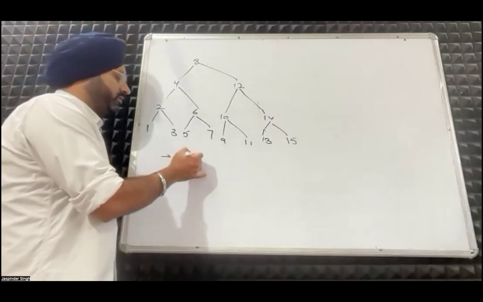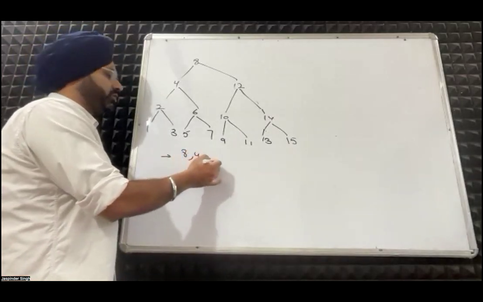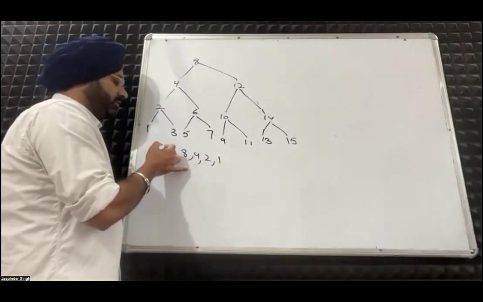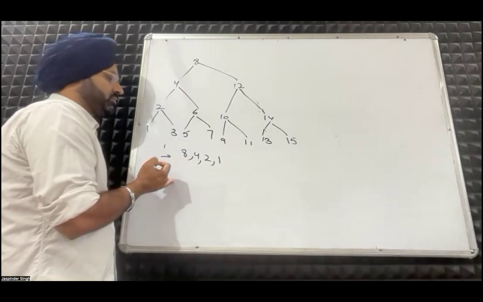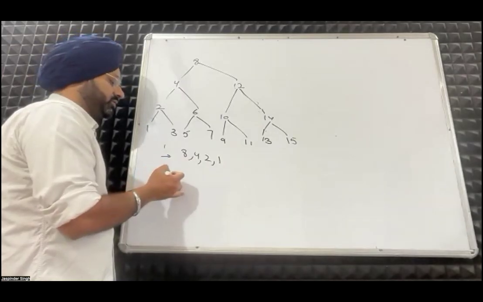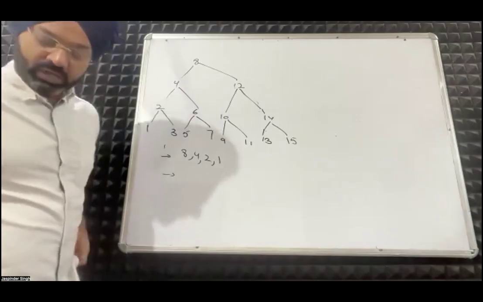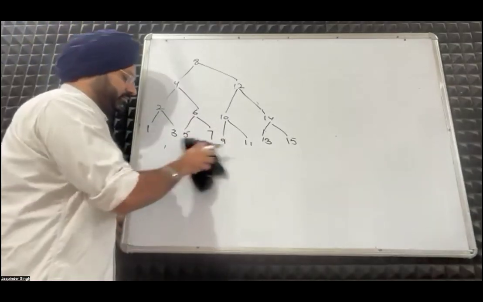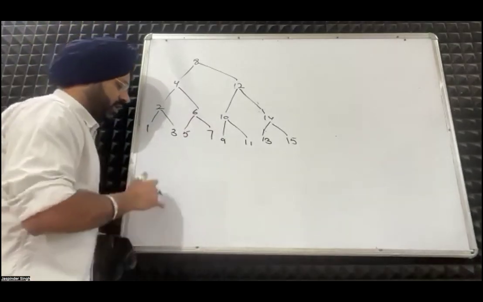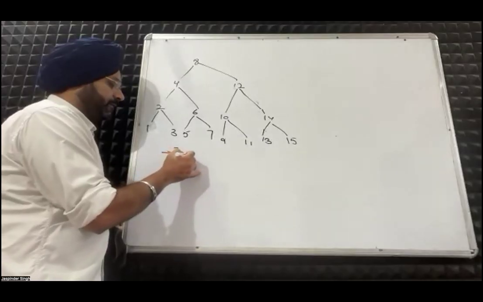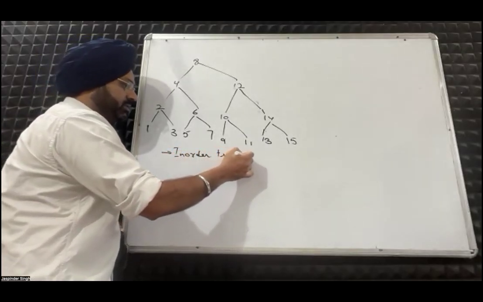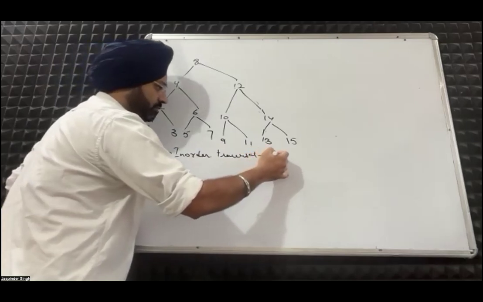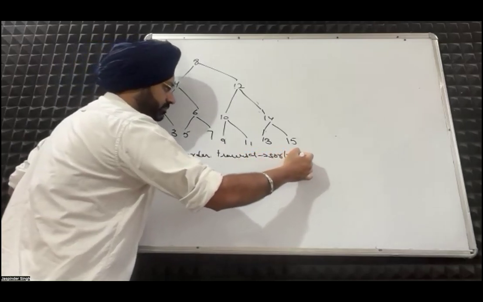If I print 8, 4, 2... No, not like this. Starting from the leftmost node, from 1. Okay, so in-order. If we do in-order traversal, it should be sorted, or ascending.